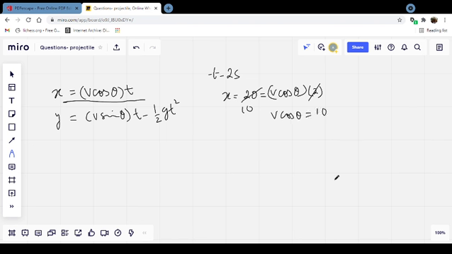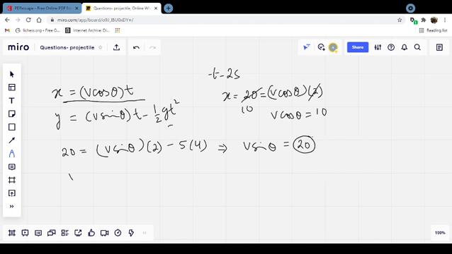Next, the y coordinate of the body is 20. So 20 is equal to v sin theta into time of flight 2, minus half g t square, and gravity is 10, that would be 5 into 4. So this comes out to be v sin theta equal to 20.